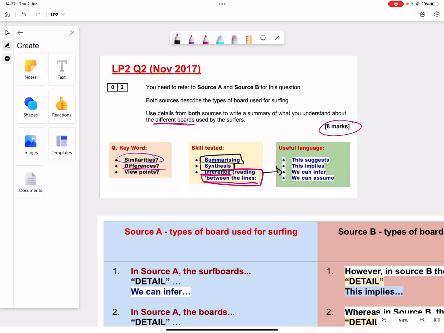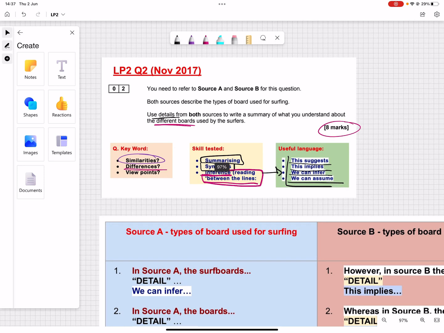How do we do inference? Well, it's things like this suggests. So we'll find some information about surfboards in A. We'll use some evidence to support that. That's the detail there. And then we'll go a bit further and say what this tells us about them. We will infer, and ways to do that are this suggests, this implies, we can infer, we can assume.